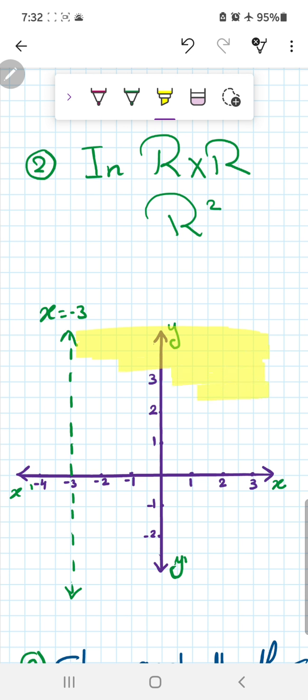We shade this in the example. Okay, all of this is x greater than negative 3 in the solution set in R squared. All of this is x greater than negative 3. Okay, we have another example.